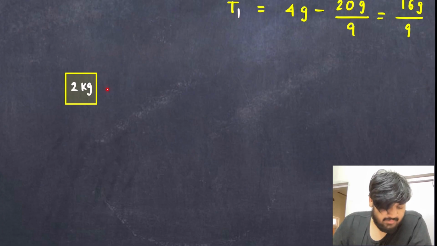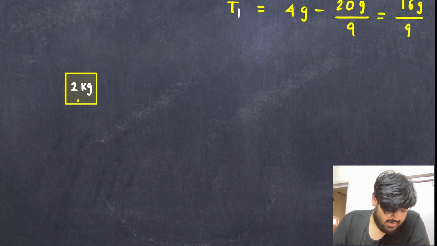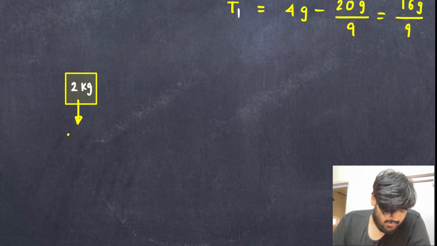So over here we have taken the 2 kg block, right? And on this 2 kg block, what will be the force? Downward force will be mg, right? What acts at the bottom of the block? The weight of the block, right? So that means this will be your 2g.